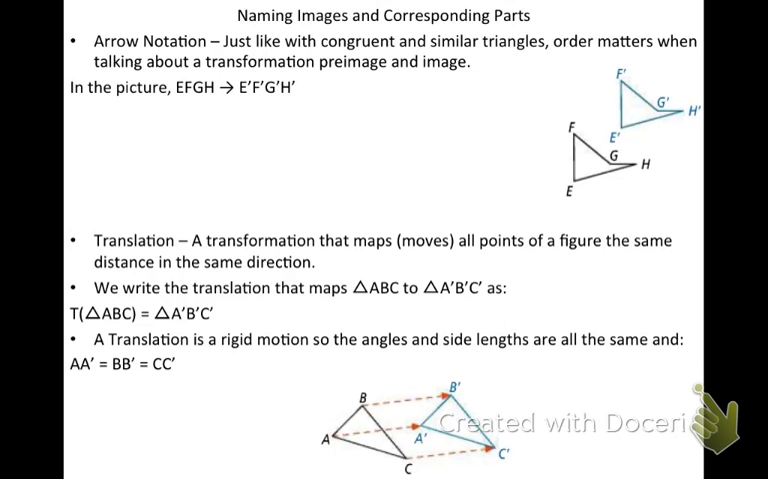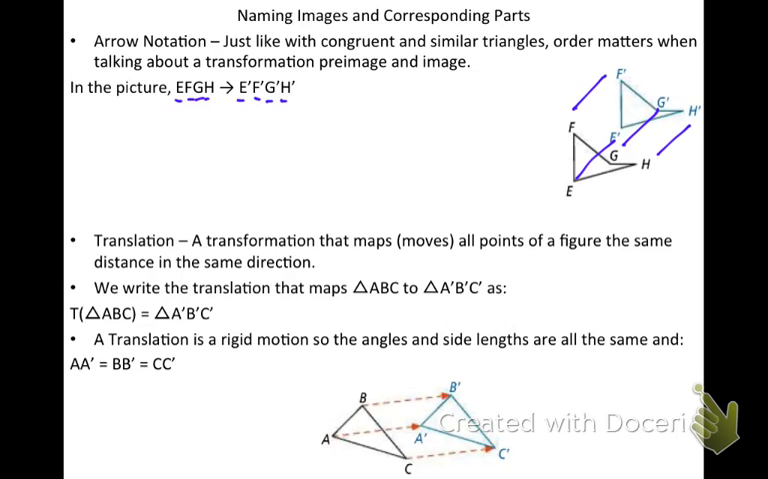When we're talking about arrow notation, we're talking about transformations. The order matters, so my E is going to map to my E prime, F to F prime, G to G prime, and H to H prime. Just like I have here in this image over here. When I move the whole thing, F is going to correspond to F prime, G to G prime, H to H prime, and E to E prime.